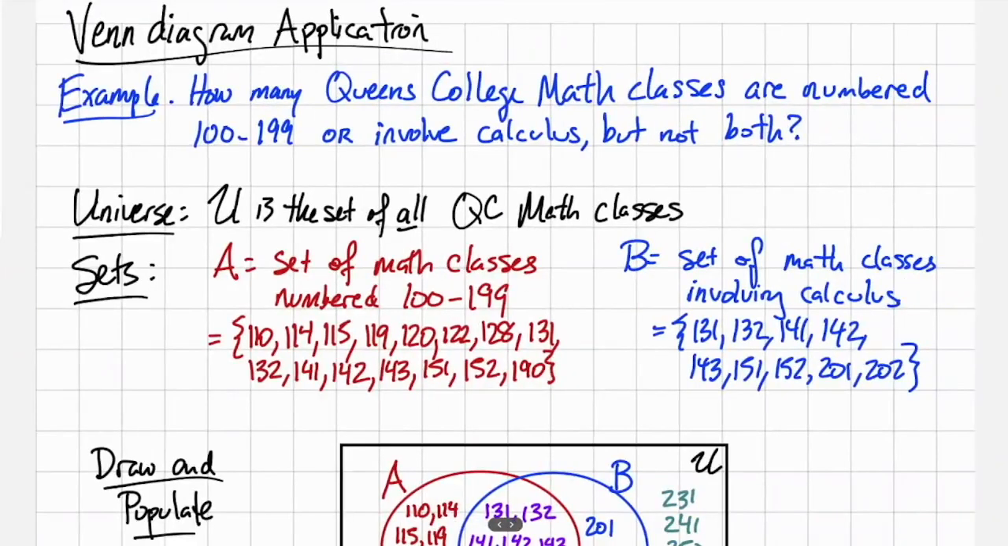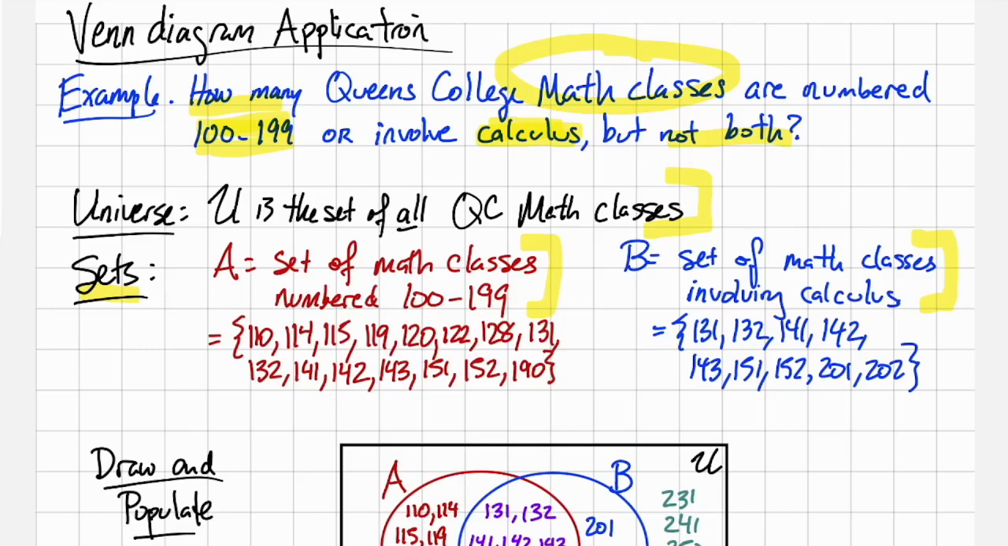Let's do another example. How many Queens College math classes are numbered 100 to 199 or involve calculus, but not both? Hey, that's one of those exclusive ors hanging around. Just like in the previous question, we want to figure out what the universe is. This question is talking about Queens College math classes, and so the universe is all Queens College math classes. We then determine what the sets are by looking at the different restrictions. There were 2 different restrictions. There was the restriction about math classes numbered 100 to 199, and the other restriction was about classes that involved calculus.